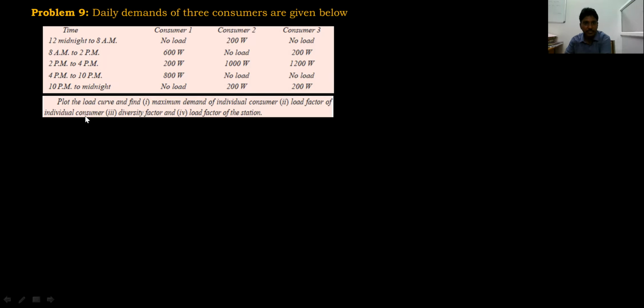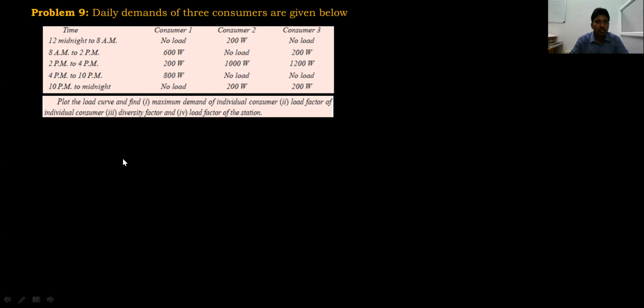Plot the load curve and find the maximum demand of individual consumers. We need to draw a load curve for these loads. Maximum demand of an individual consumer means, for example, consumer 1 has a maximum load of 800 watts between 4 p.m. to 10 p.m. Therefore, for consumer 1 the maximum demand is 800 watts. In the same way, consumer 2 has maximum demand between 2 to 4 p.m., and its value is 1000 watts. Consumer 3 has a maximum demand of 1200 watts between 2 p.m. to 4 p.m. This is the first question.